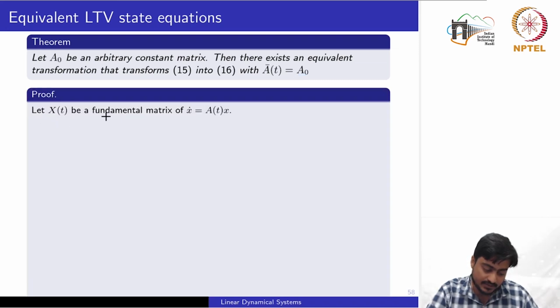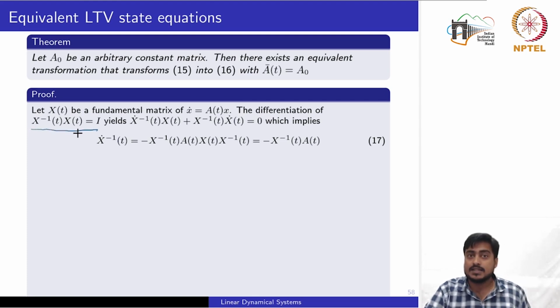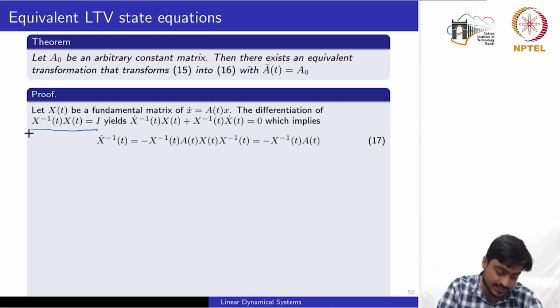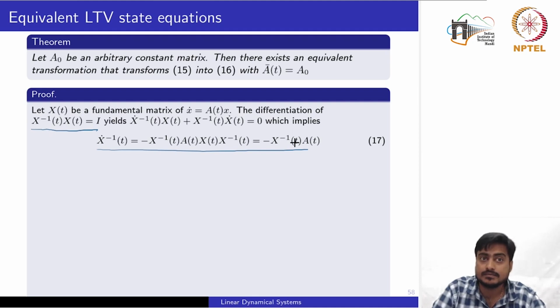So first of all, let x of t be a fundamental matrix of x dot equal to A t into x. Now if I take the derivative of this part, I know that x is a non-singular matrix, so this x inverse into x satisfies this I. If I take the derivative on both sides, I would have the x inverse derivative into x plus x inverse into x dot equal to 0, right? Which implies that I can express the x inverse derivative by this part, and finally minus x inverse into A.